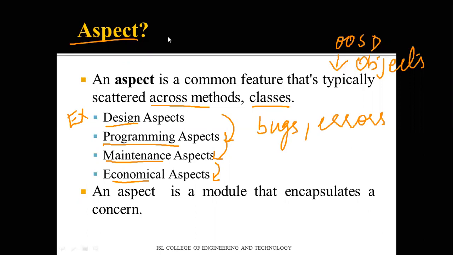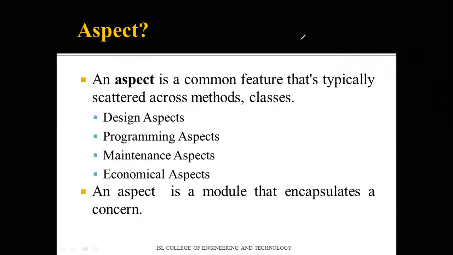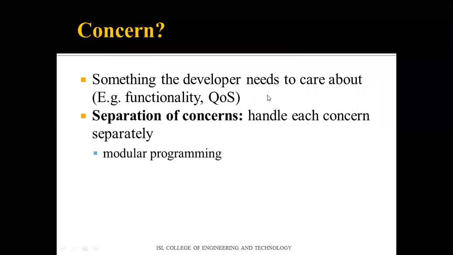Now these aspects are going to encapsulate a concern. Now what is a concern? A concern can be any type of thing that a developer needs to focus on, something the developer needs to care about, for example a functionality or a quality of service. Now in here, we'll take an example. An example can be security. If we take an example of security.